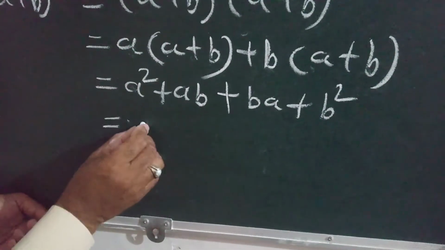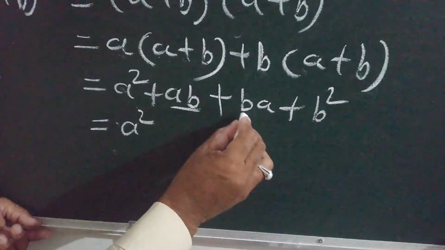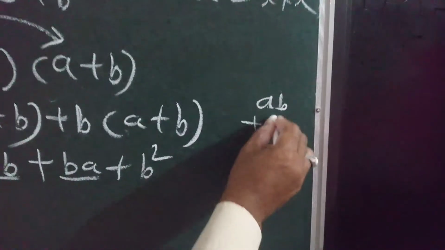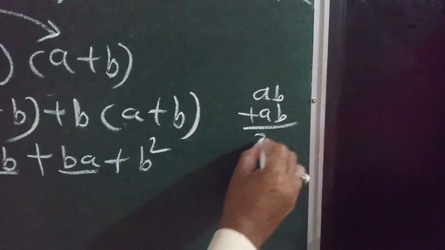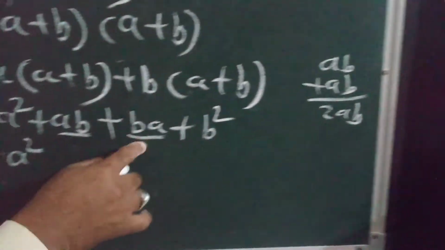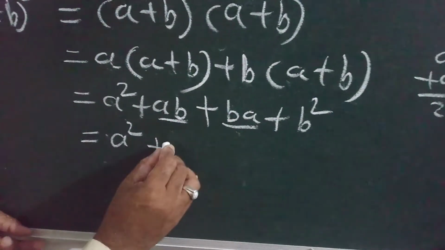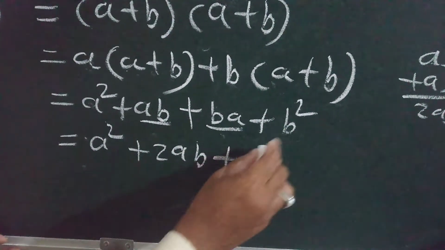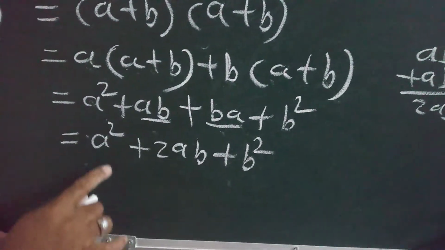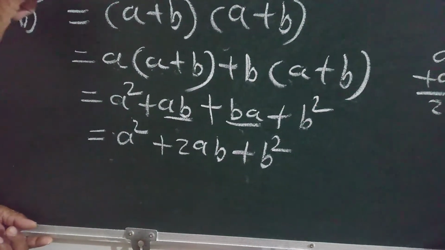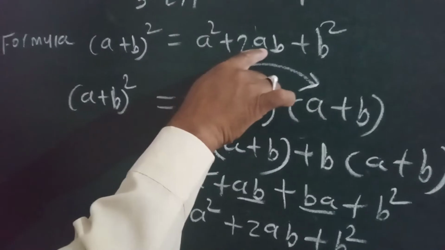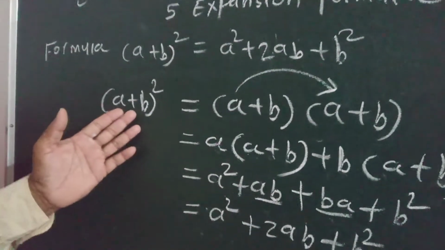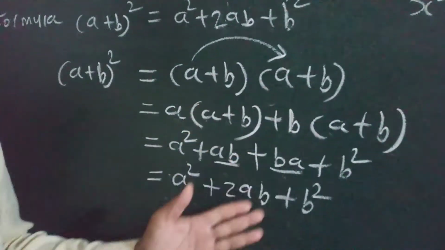So a square is here, and ab and ba are like terms. So ab plus ba is equal to plus 2ab, and the last term is b square. So we get the answer (a plus b) whole square equal to a square plus 2ab plus b square, and when we solve the bracket in expanded form we get the same answer.